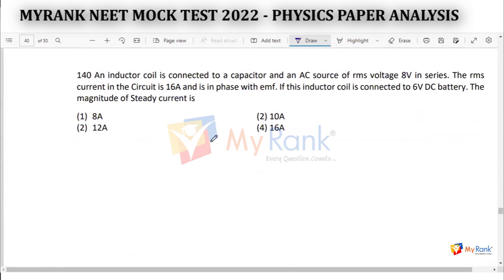So the option is the second one, students, BL square omega by 2. And next, an inductor coil is connected to a capacitor and an AC source of RMS voltage 8 volt in series. The RMS current in the circuit is 16 amperes and is in phase with the EMF. If this inductor coil is connected to a 6 volt DC battery, the magnitude of steady current is. Here I RMS is given as 16 amperes, students.